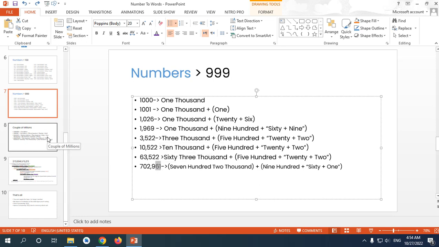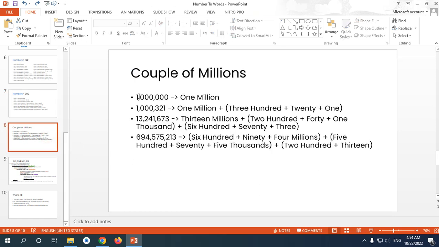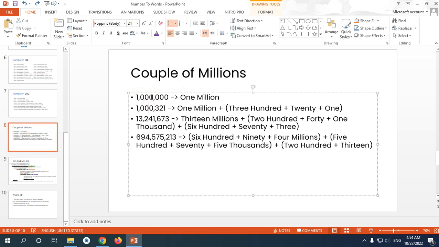Let's get bigger and become millions. So we have 1 million here, and this 1 million is just simple. There are only zeros, so we just ignore the zeros. Now, for example, if we have a couple of zeros but not all zeros, so we have 1 million here, we have zeros here which we are going to ignore. We have 3 digits here.